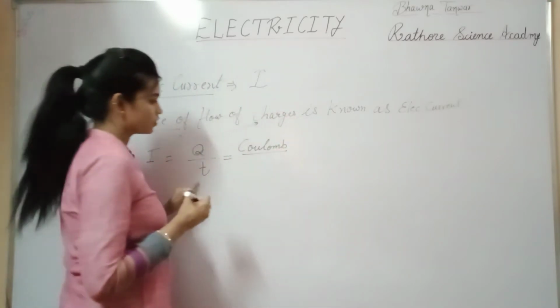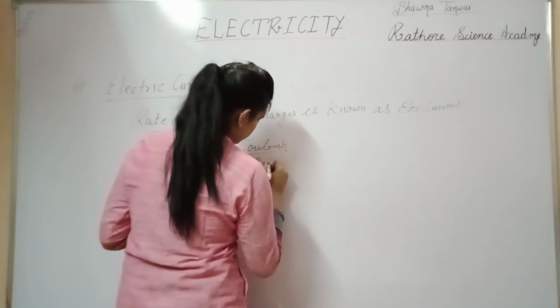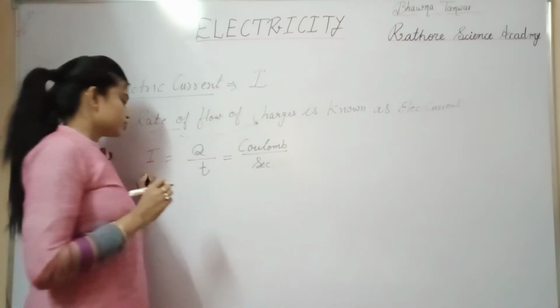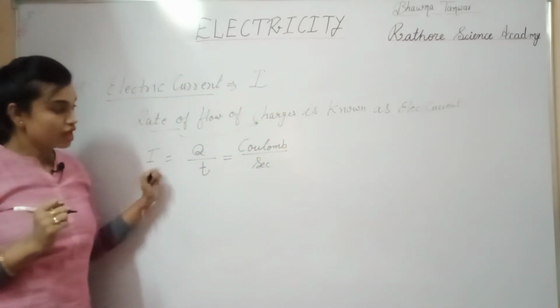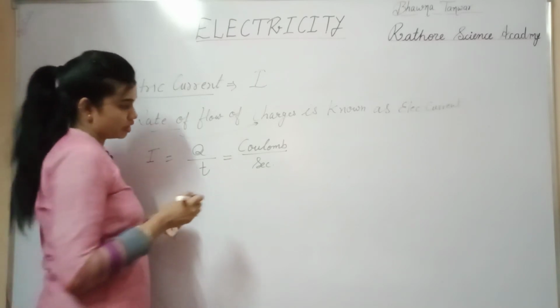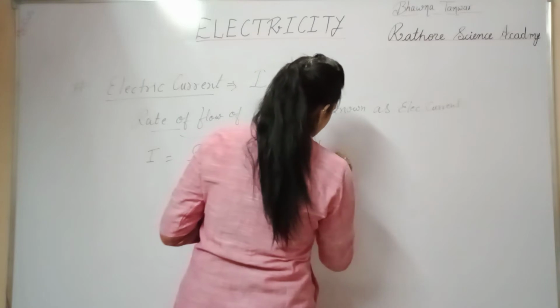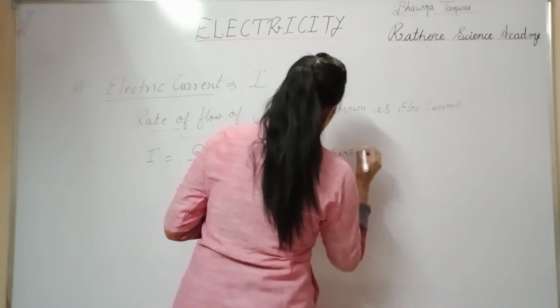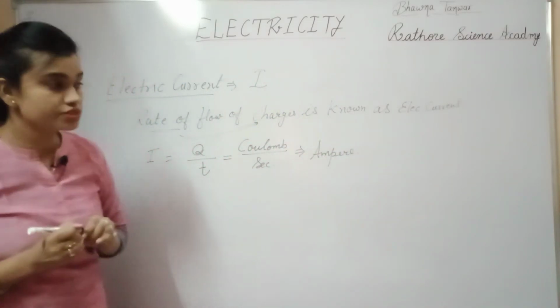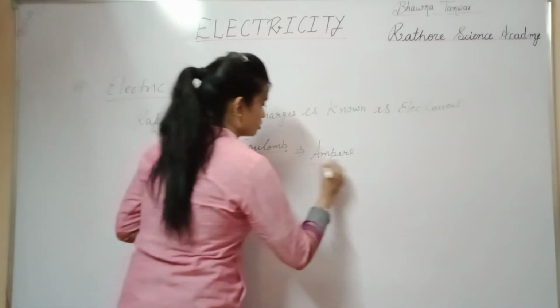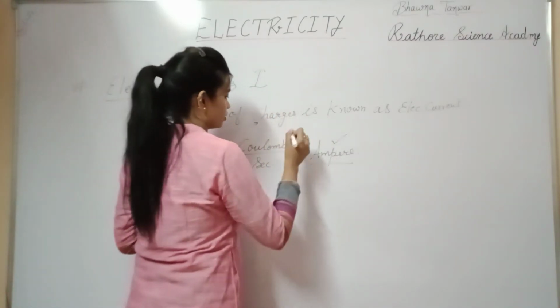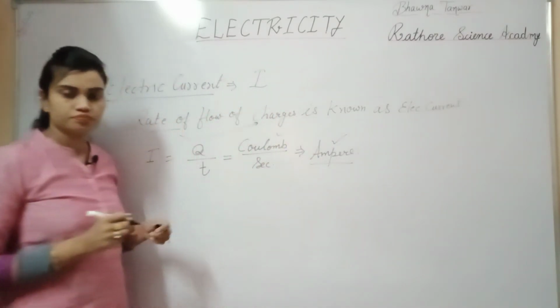And unit of time is second. So unit of electric current, coulomb per second, is known as ampere. So unit of electric current is ampere.